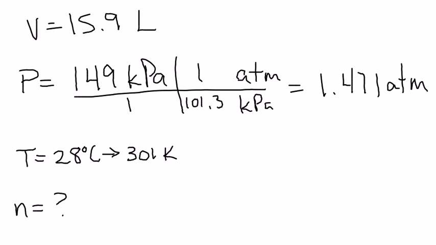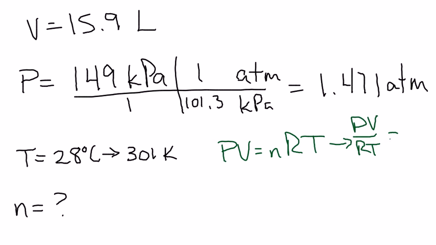So we're now ready to plug stuff in, and we'll go ahead and do that here. Sorry about that. I'm going to erase that really quick. Again, we want the PV equals nRT, and we're going to solve it now for n. So that's going to give us PV over RT equals n. And we can start plugging some stuff in here.